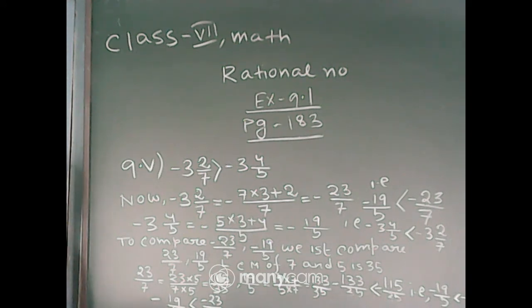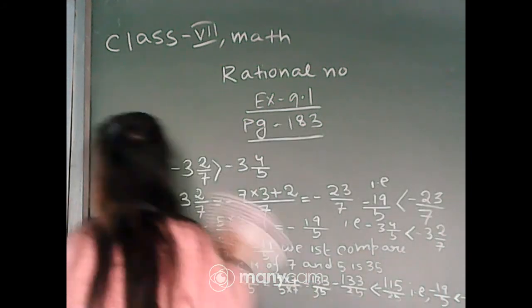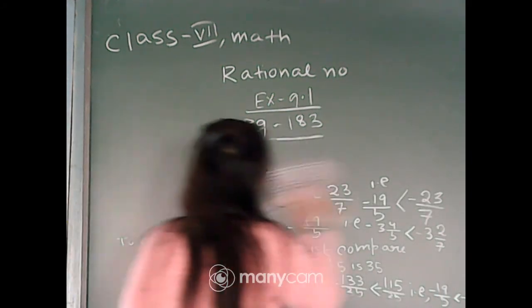Next, write the following rational numbers in ascending order. Question number 10. We will solve question number 2 of 10.